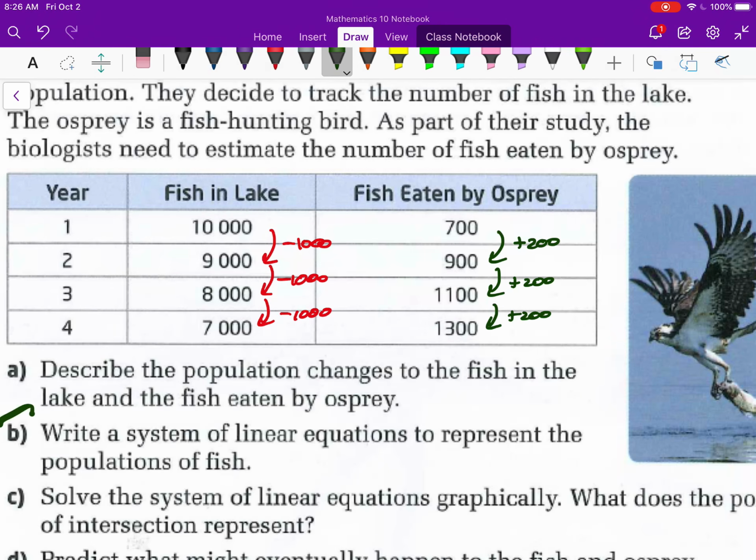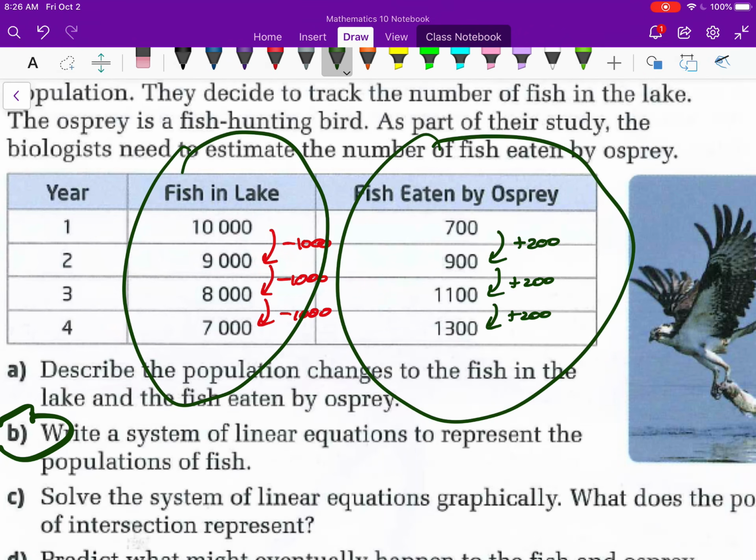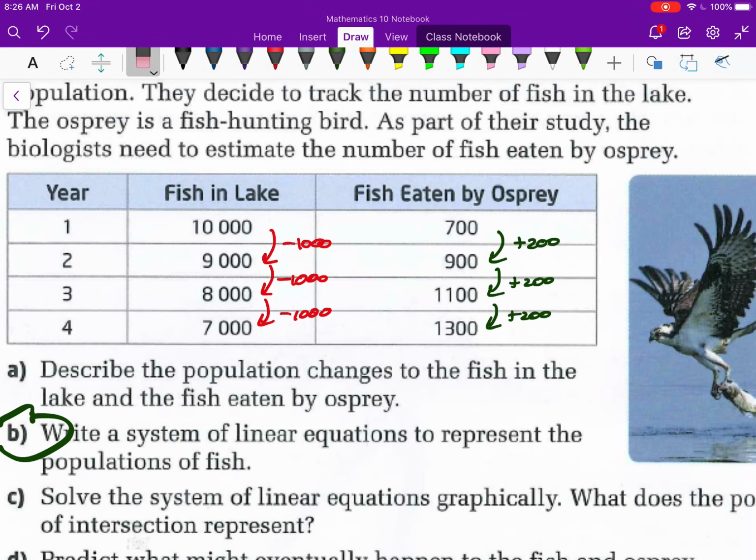So the main part is write a system to represent the populations of fish. Now, what I really think they should make clear is they're talking about the two populations, the populations of fish in the lake and the populations of fish being eaten. I really wish they'd make that more clear. Really, I want to turn these two linear patterns into a pair of equations. There's a few ways I can do it. This would be a little bit easier if they start at year 0. Now, year 0 just means the start. They start at year 1, which is, they're saying that's the first year.